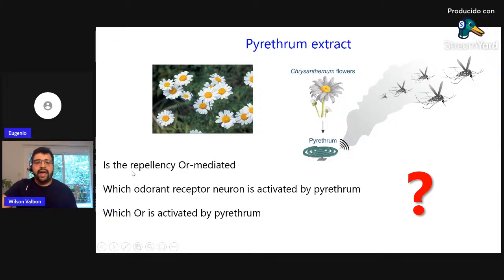So we worked for a couple of years to try to answer this specific question. Is the pyrethrum repellency odorant receptor mediated, is it Orco mediated? Are the mosquitoes smelling the pyrethrum extract? If yes, which odorant receptor neuron is being activated by pyrethrin? And if yes, which OR is expressed inside that neuron? I worked hard for 2 years, and other people worked for 5 years, to try to answer this question.